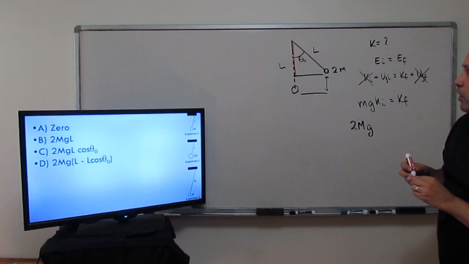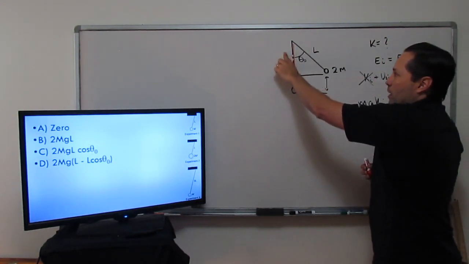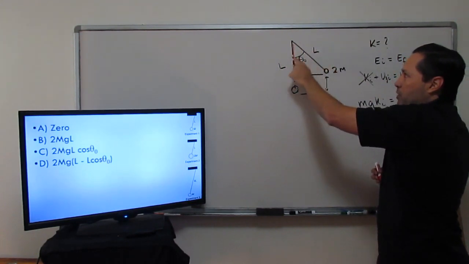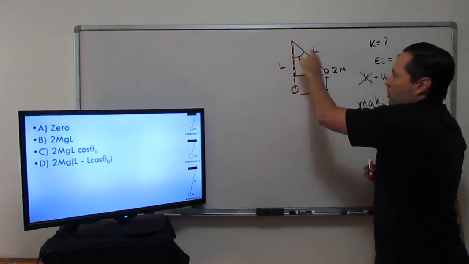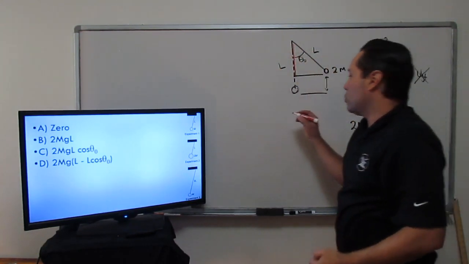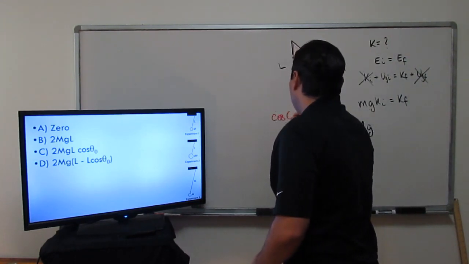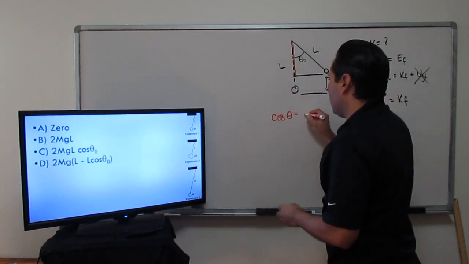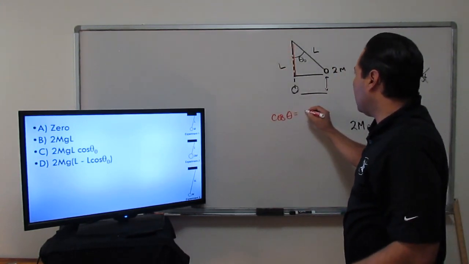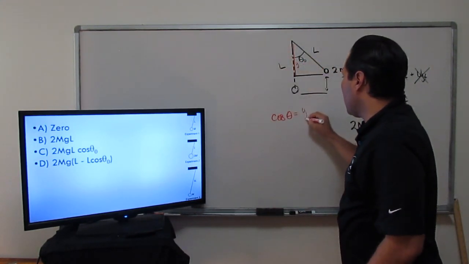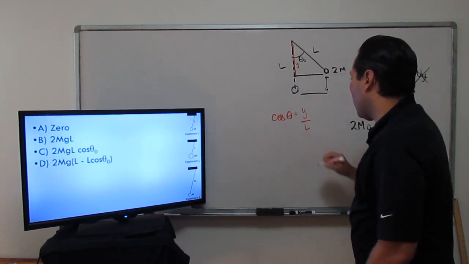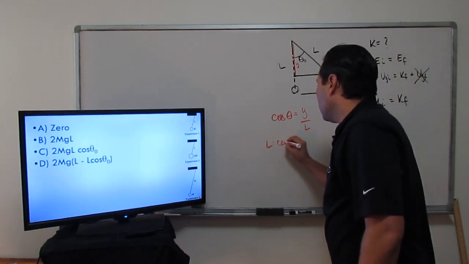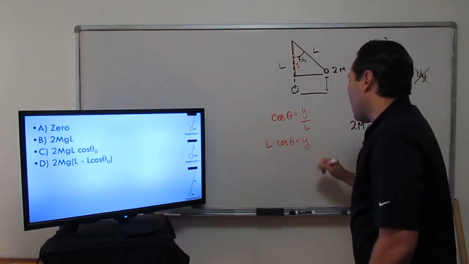So how am I going to figure out the length of that red line right here? Well, it is adjacent to our angle, and we know the hypotenuse. So adjacent over hypotenuse, that's cosine. So cosine of theta is equal to adjacent, which is that red line. Let me just call it y, over the hypotenuse, which is L. So I'm going to multiply both sides by L. L cosine theta is equal to y.